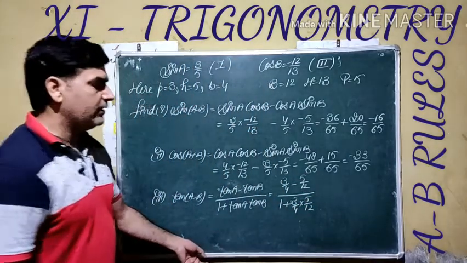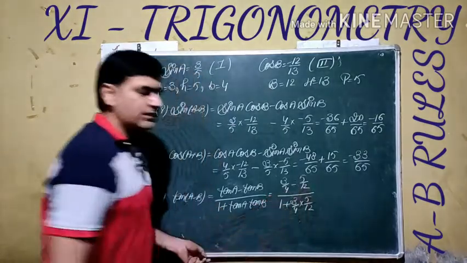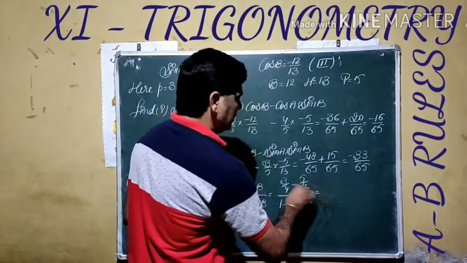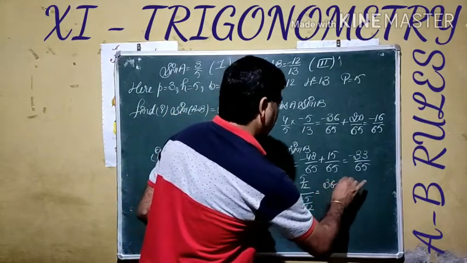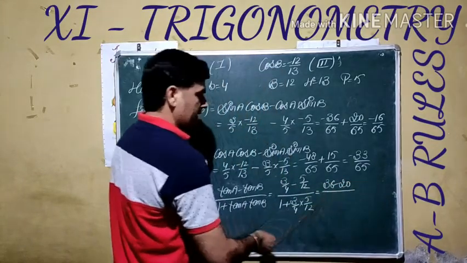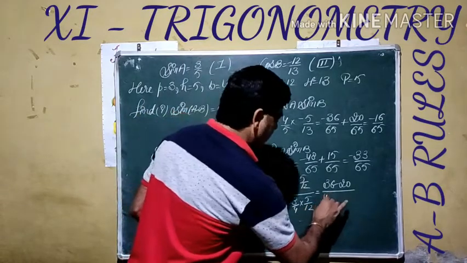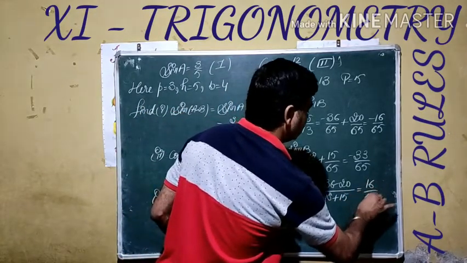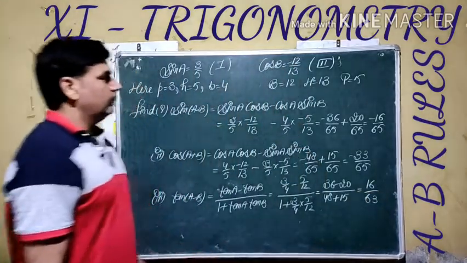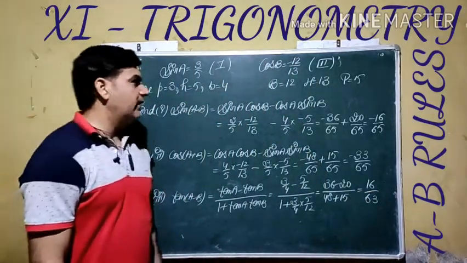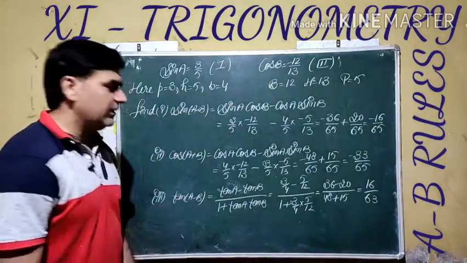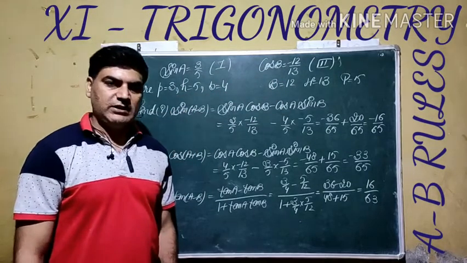Now we are going to take LCM in the denominator. LCM is 48. So we are taking the LCM of these two as 48. The denominators are the same, so they cancel out. After LCM it becomes 36 minus 20 divided by 48 plus 15. So the final answer becomes 16/63. So like this we can simplify. By given two T ratios, we can find out the values of other T ratios by using the A, B rules.